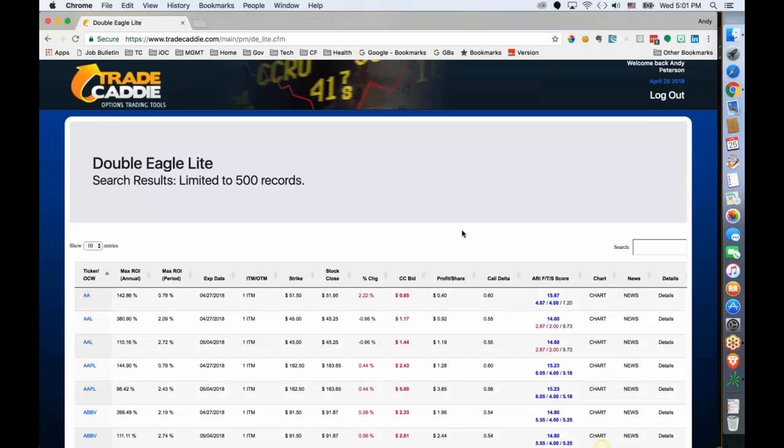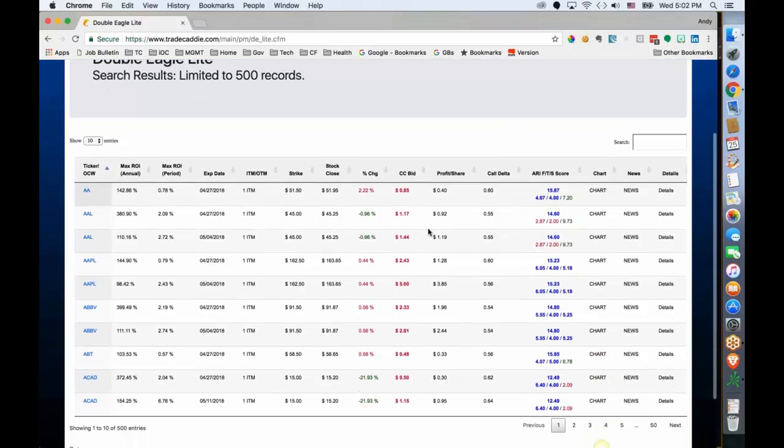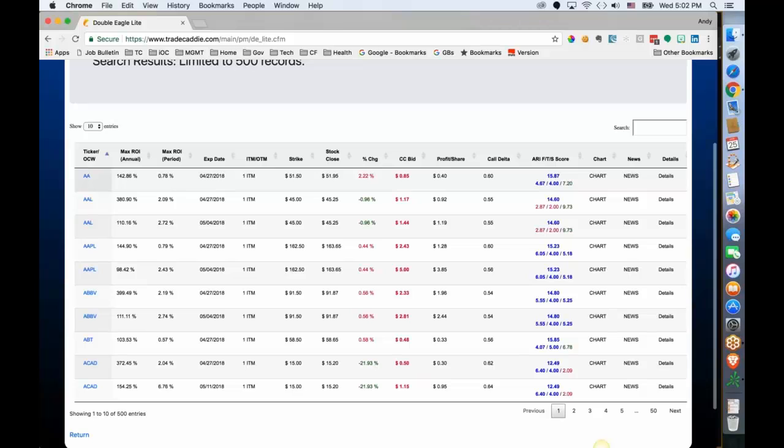All right, so the search results. Well, darn it, we only got 500 records. Assuming that we've got everything set correctly, you'll notice that the RE score is between 12 and 19 for all these. So it looks like we pulled it up. Of course, we can sort by any one of these columns here. Is there any particular sorting you would like to take a look at? Right now, we're just sorting by ticker, so you're seeing all the ones that start with A over here.